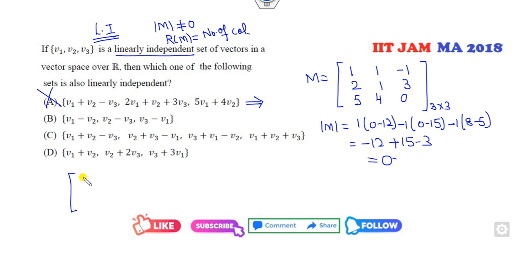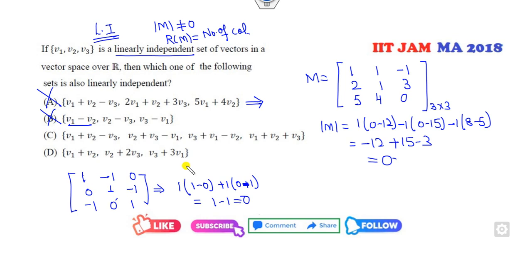Look at the second option. The second set is V1, V2, V3, with entries including minus 1, 0, 1. Can I find the determinant? It works out to 1 minus 1, which is 0. So it is also not satisfied.